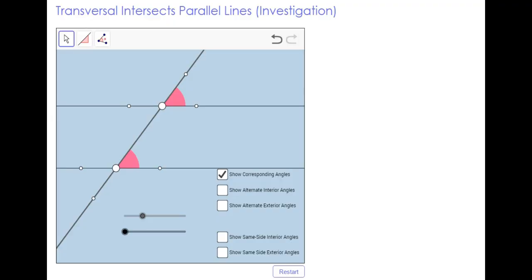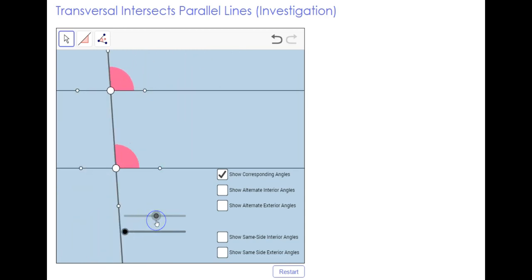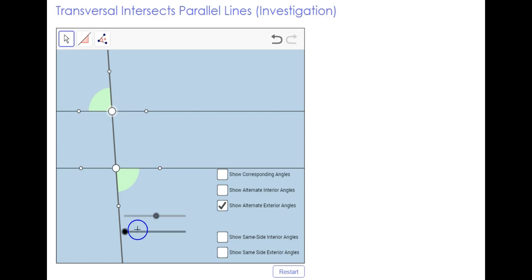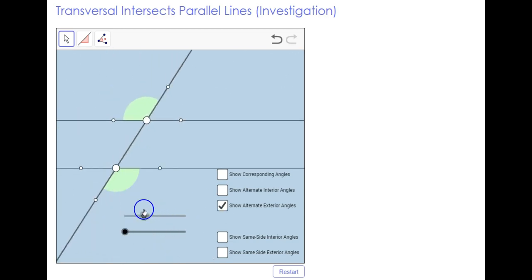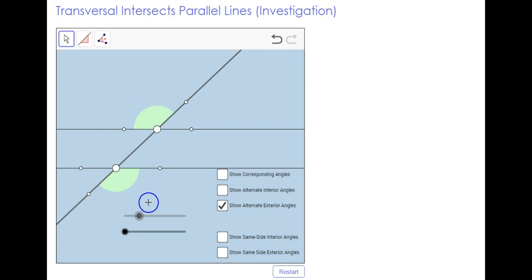Alright, let's go over these. So corresponding, remember these have to be congruent, and because they are the same color shown here, that means no matter how we change it, even if we're changing the angle, they're still going to be exactly the same. Alternate interior angles, same thing, they're on opposite sides inside, but they are going to be the same measurement. And alternate exterior is the same idea. If I'm changing them, the angle measurements are still going to be congruent.